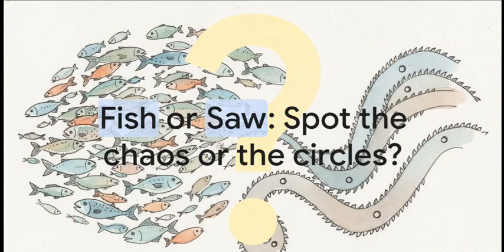So I want to leave you with this final thought for your next shift or your next big study session. Fish or saw? Will you be the one to instantly spot the chaotic fish swimming in every direction, or the steady circling rhythm of the saw? Keep these two incredibly simple visual mnemonics in your mind, and the squiggles on that ECG paper will literally never be a mystery to you again.